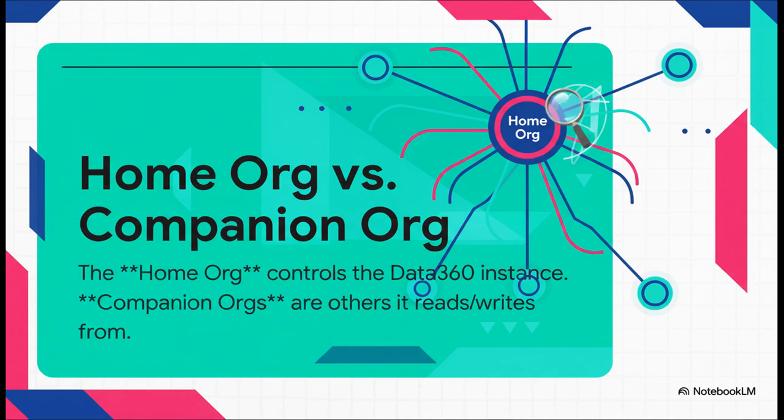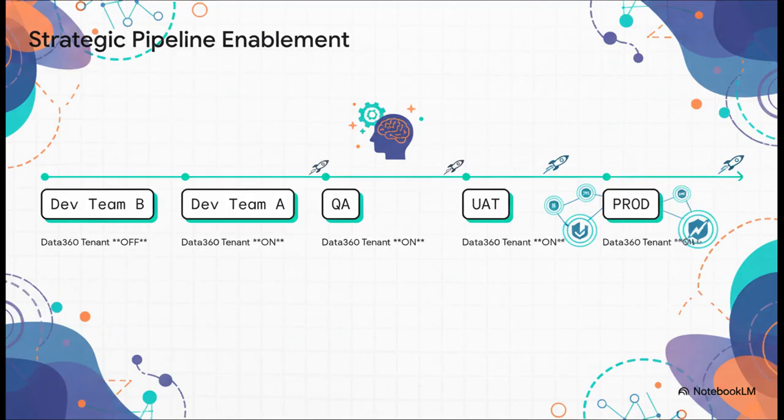You're going to have what's called a home org. Think of this as the command and control center. It's the primary Salesforce org that's in charge of the Data 360 instance. Then you have your companion orgs. These are all the other orgs that are feeding data into and getting data from Data 360. So what does this mean for your pipeline? Well, it means you have to be really deliberate.